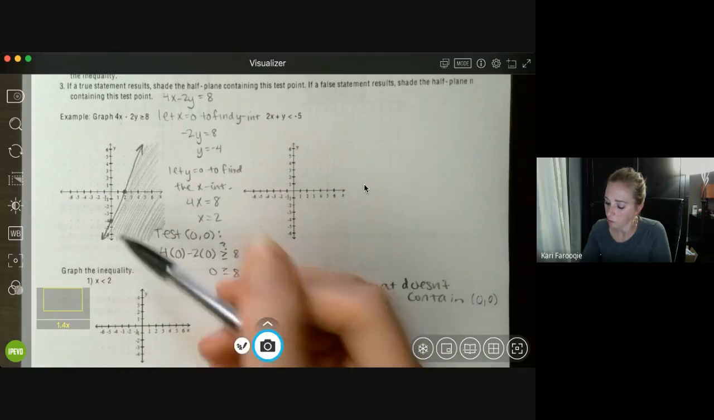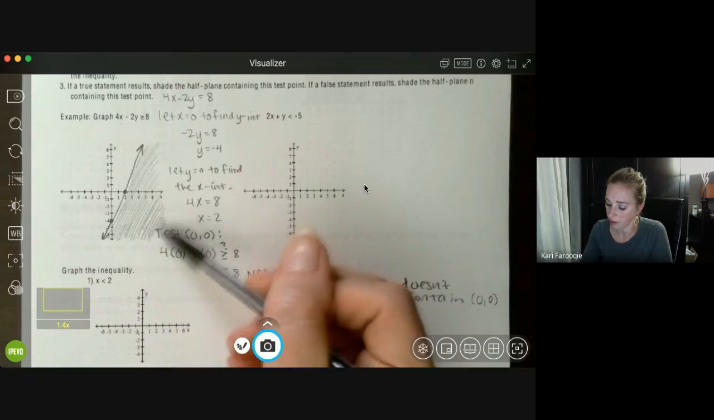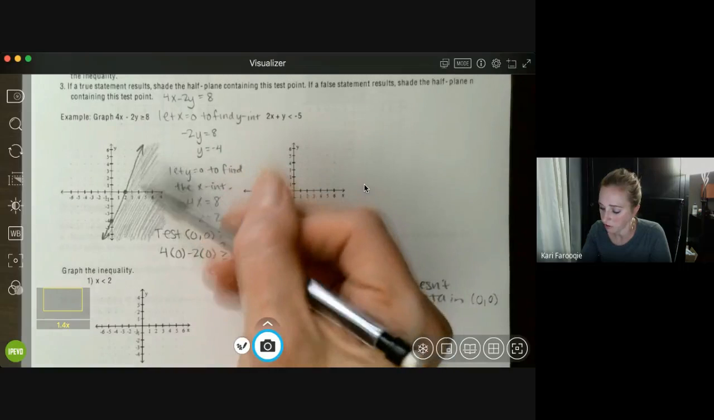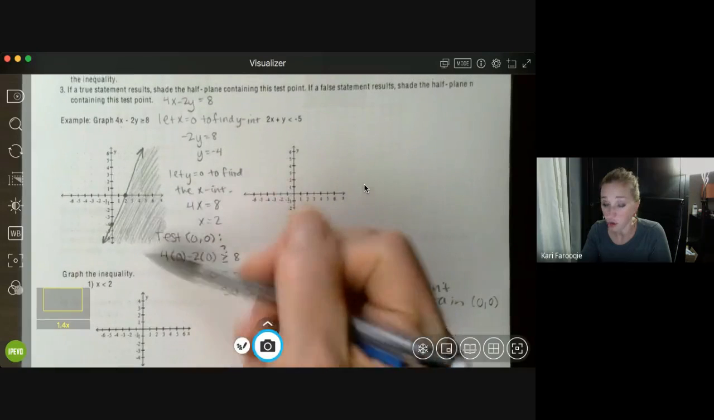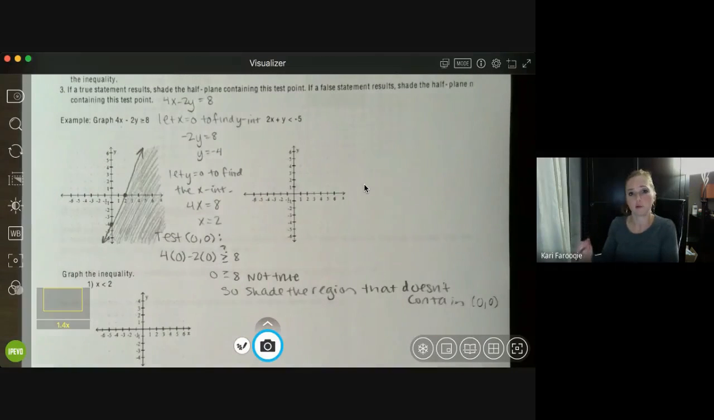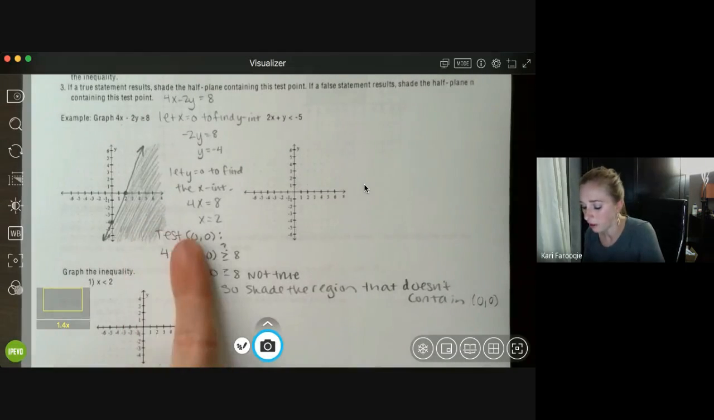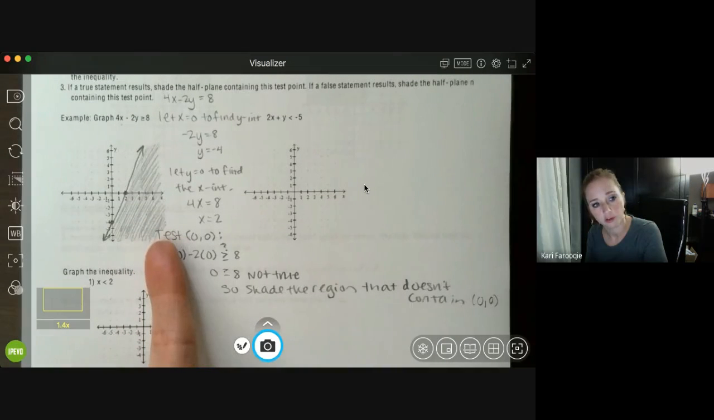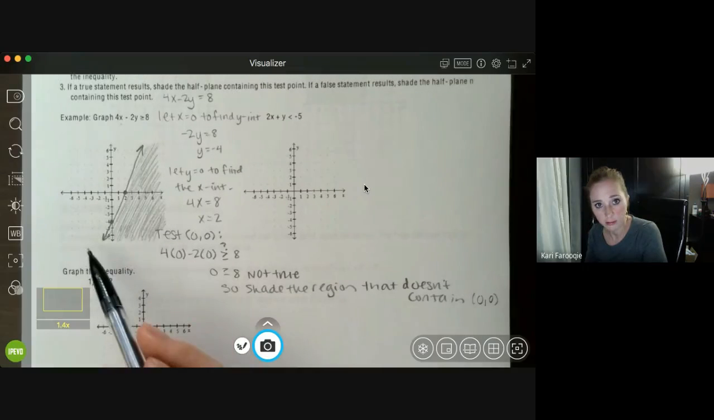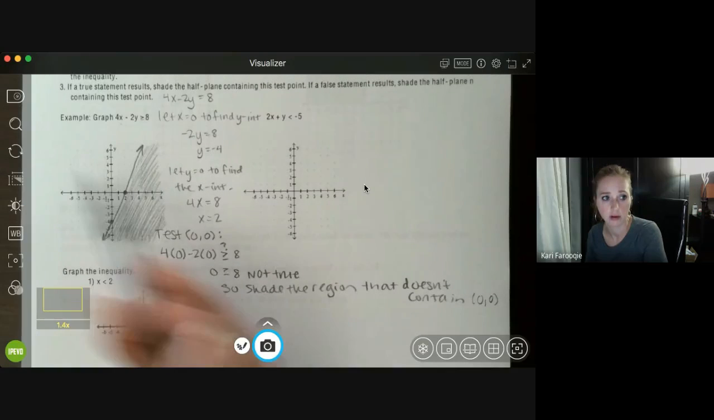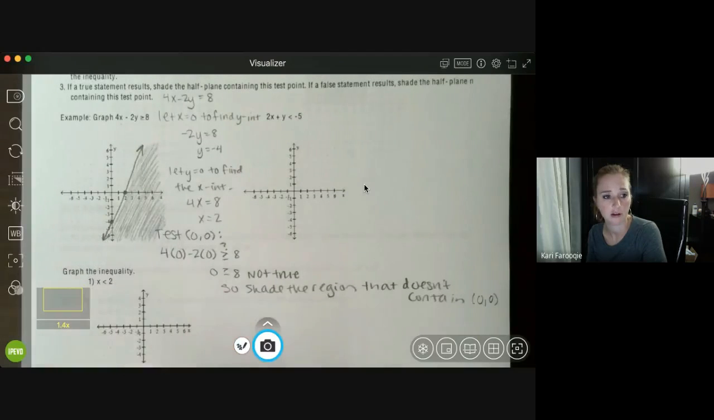Now, this is just one inequality. We're going to talk about systems of inequalities later. And in that case, you're going to have two inequalities, and you're going to have to tell me what region contains overlap. But this is how you graph a linear inequality in two variables. So you graph the line, pick a test point, and shade depending on what happened at your test point.